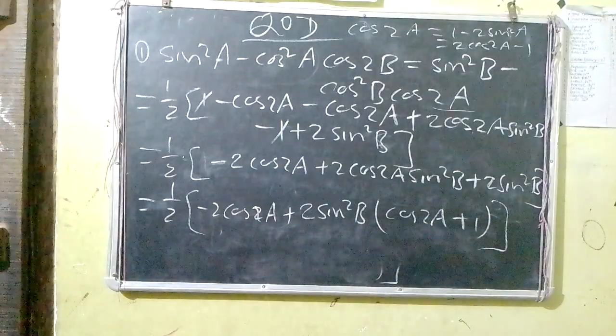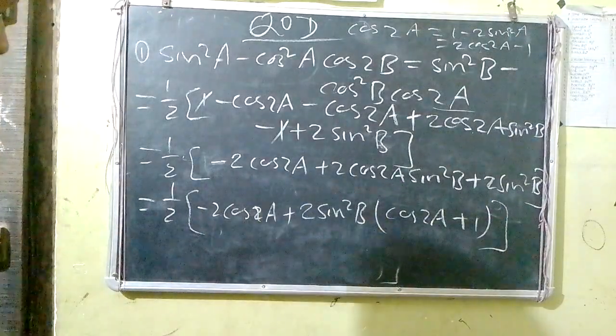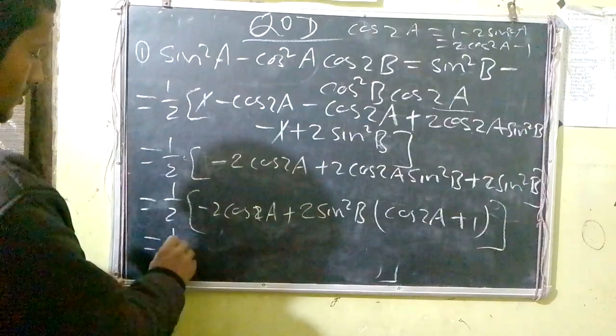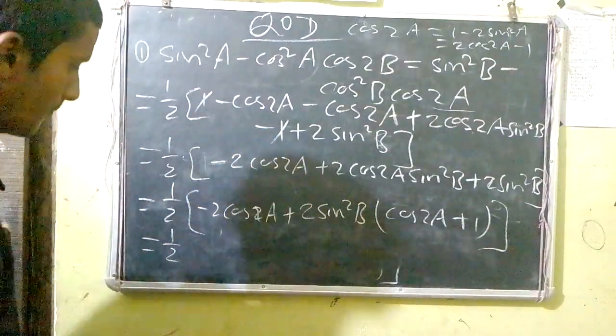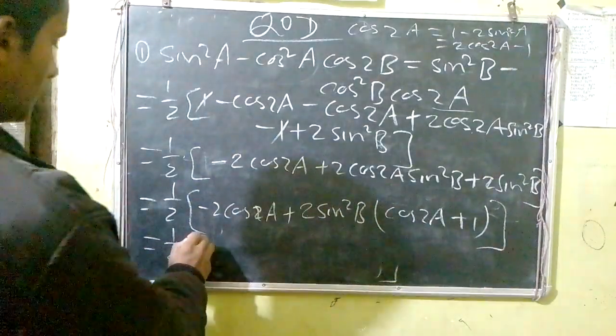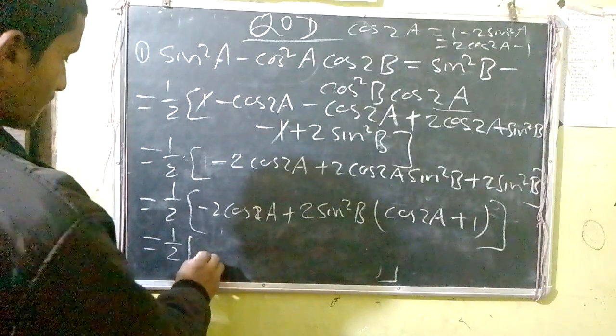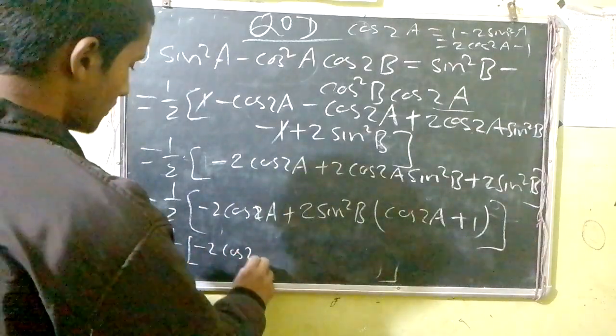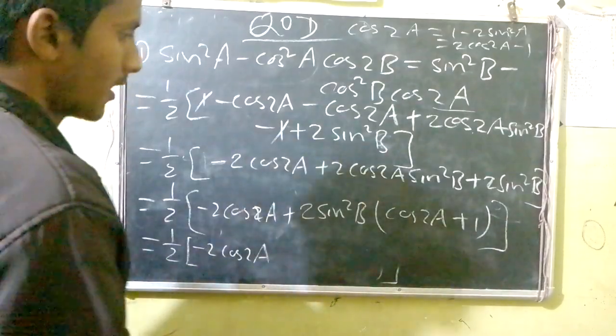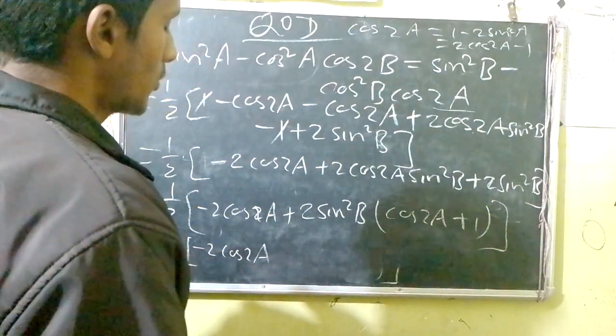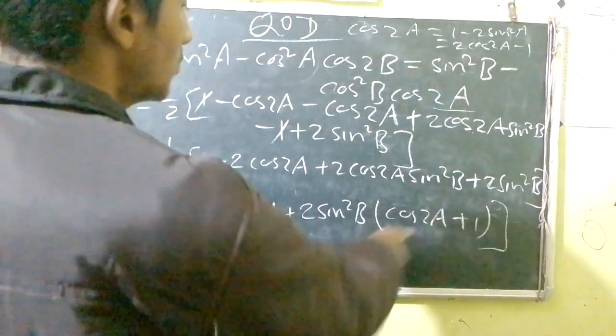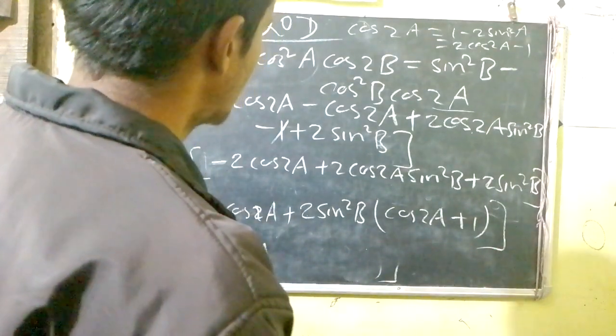Anyways, let's solve it. So this will be half minus 2 cosine 2a as it is. Now the next step is we want to distribute this into both of these. So what do you get?